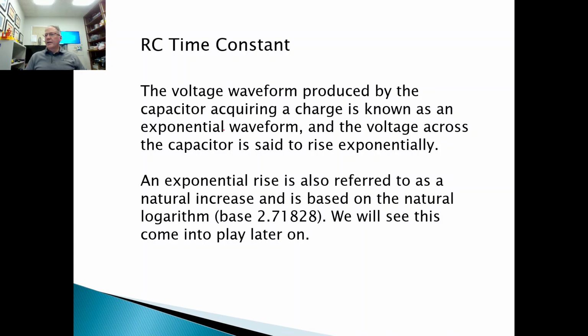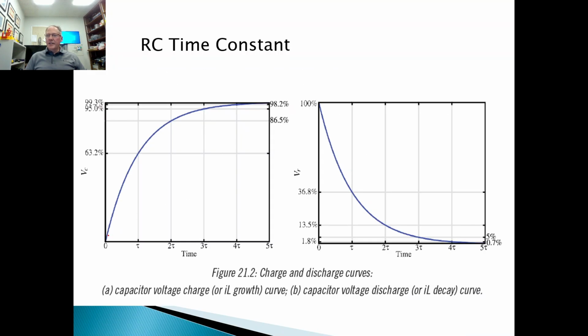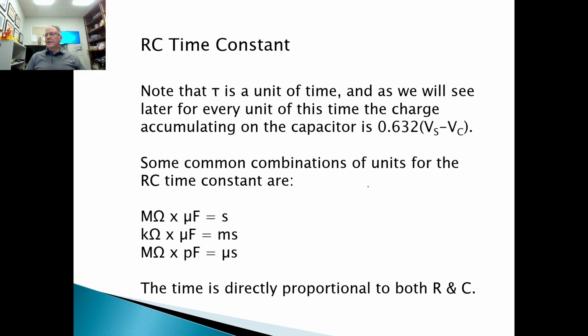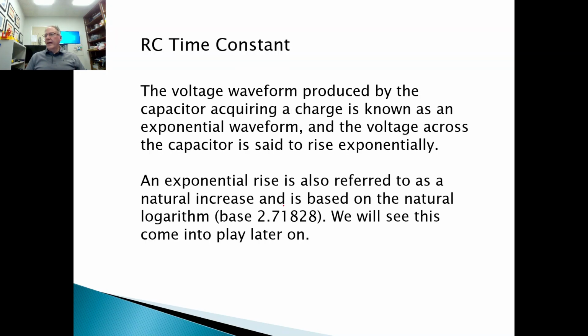All right. Now, the voltage waveform produced by the capacitor acquiring a charge is known as an exponential waveform. So if we look at this curve, that's exponential, right? That shows exponential growth and exponential decay. And the exponential value is based on the natural logarithm, or e, which is 2.71828. Now we'll see where this comes into play later, but for now just remember it's exponential.